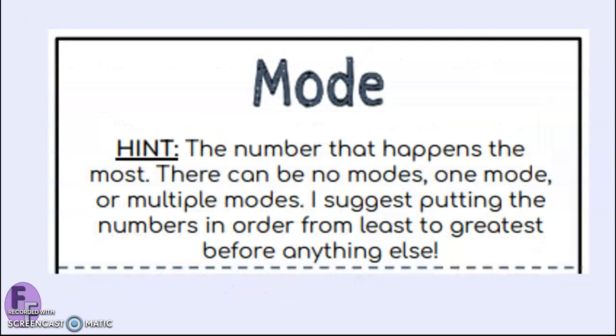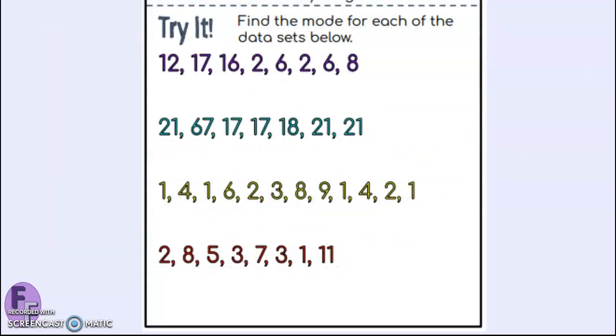The mode is the number that happens the most. There can be no modes, one mode, or multiple modes. I suggest putting the numbers in order from least to greatest before anything else. Here's a few more examples.